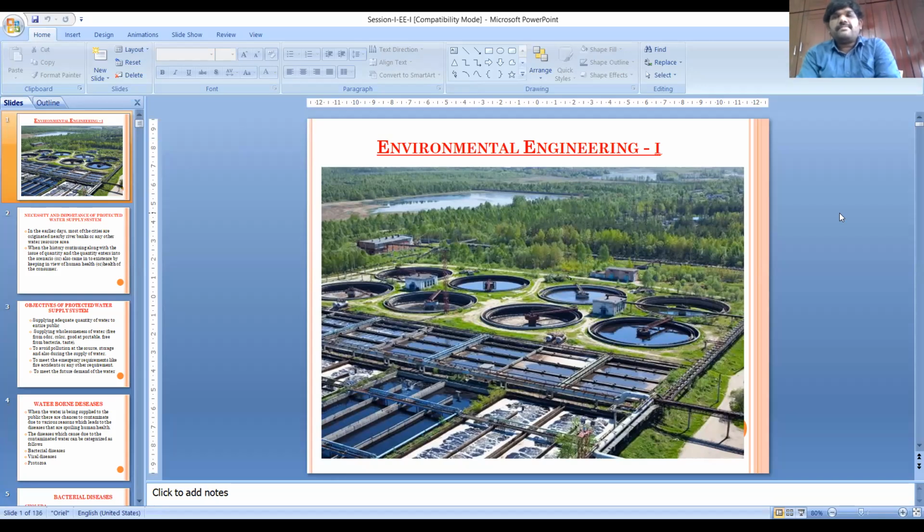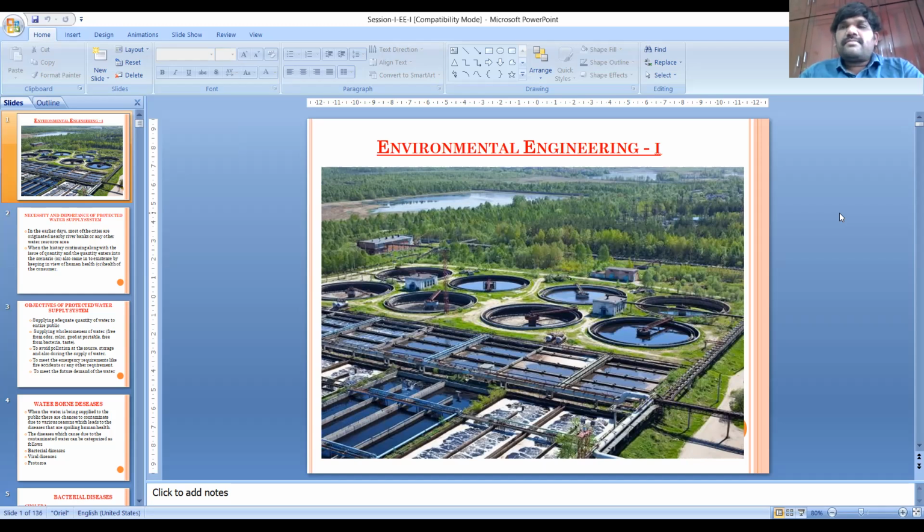As we are discussing environmental engineering, we are in the third unit right now, and we are discussing water quality standards. Water quality standards, that is the IS 10500-2012 standards, we are discussing as part of your curriculum.